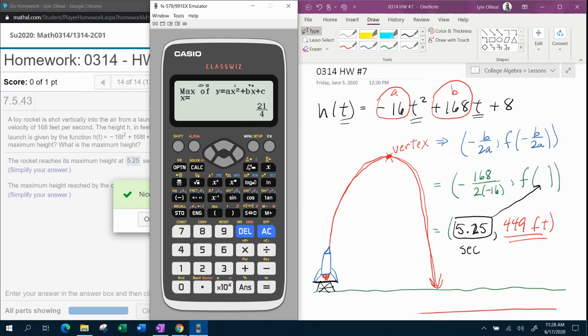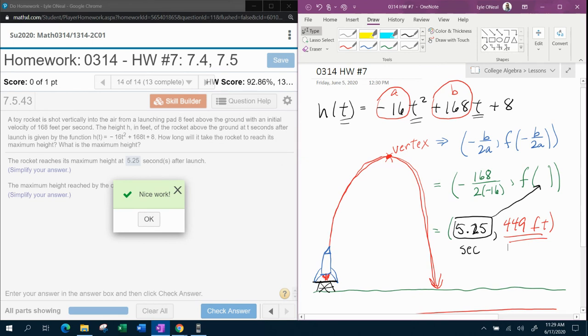Now, if you need that to be a decimal, you can hit the SD button right now. Look at that. It makes it a decimal. So that tells you where the maximum occurs. And then if I hit equals again, it says that we have a maximum of 449. So the ClassWiz will give you the vertex, the x and the y coordinates, and as a decimal if you need it. That is amazing.